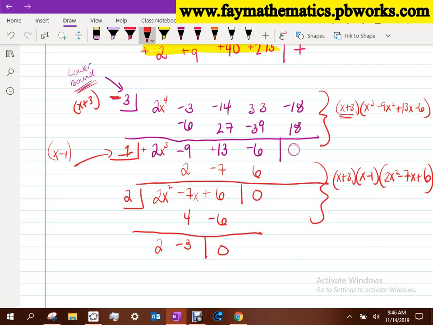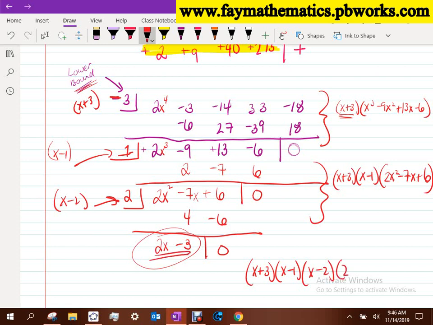This was x to the second, so this is x to the first. This would have been x minus 2 as a factor, right? Is that a linear factor right now? Yeah. So what's going on here then is my first factor was x plus 3. My second one was x minus 1. My third one is x minus 2. And my fourth linear factor is 2x minus 3, which is the 3 halves as a 0, which is what the graph was showing me, right?